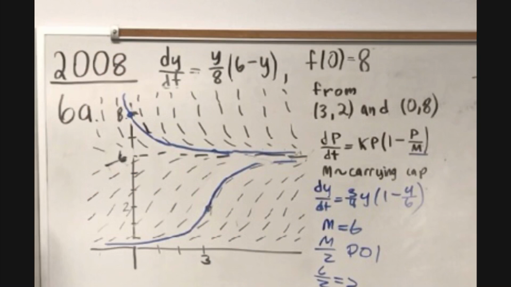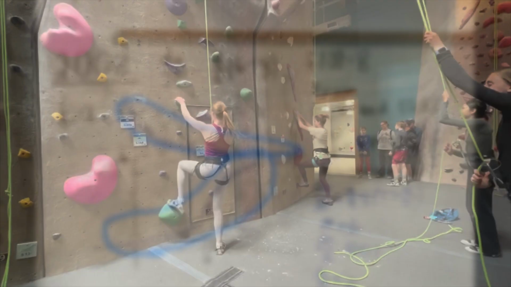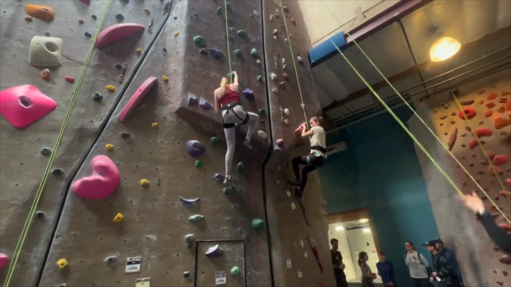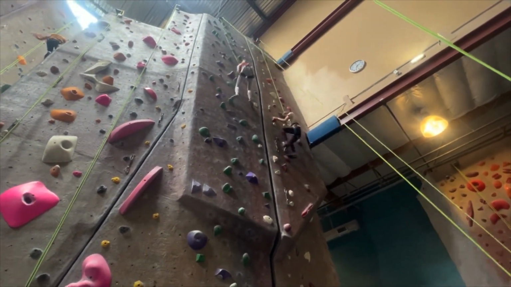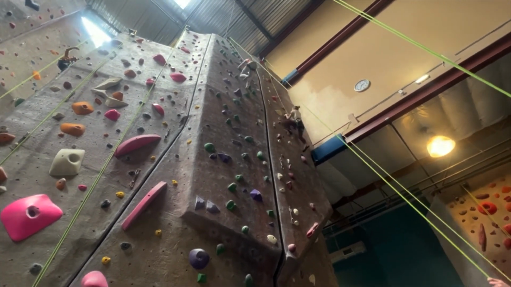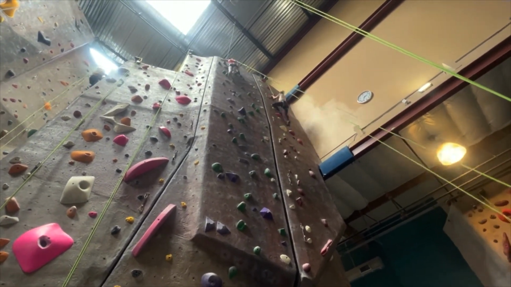The College Board would award 1 point for the solution curve through (0, 8), and another point for the solution curve through (3, 2). In slope fields, you follow the pattern of tangent lines. You can compare this to following the pattern of colored rocks in rock climbing.